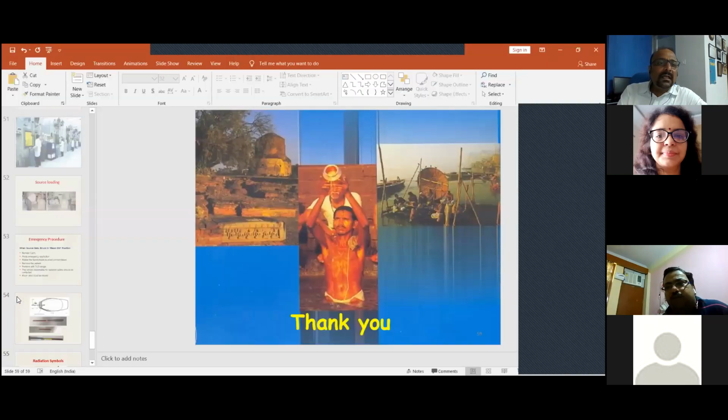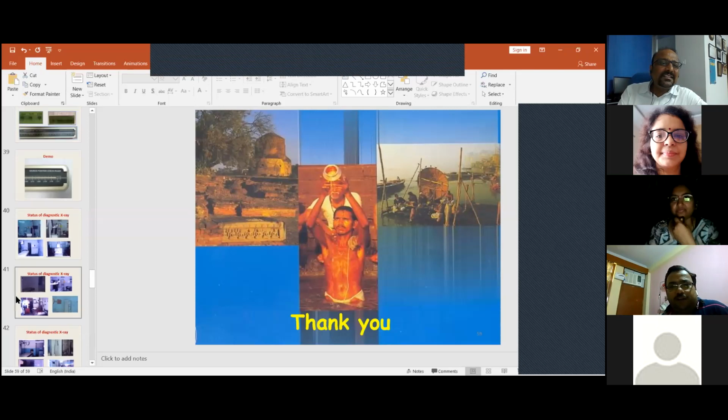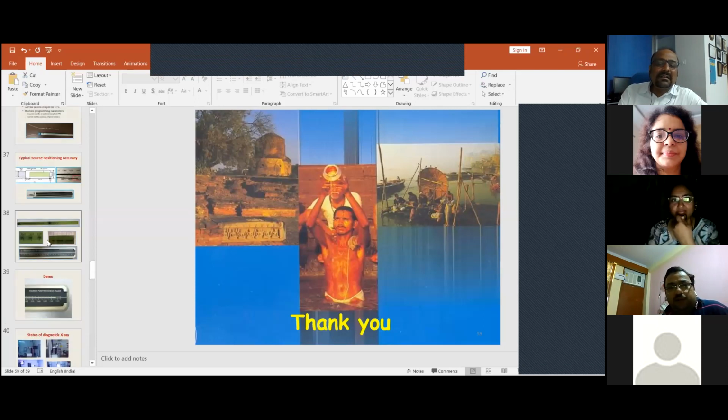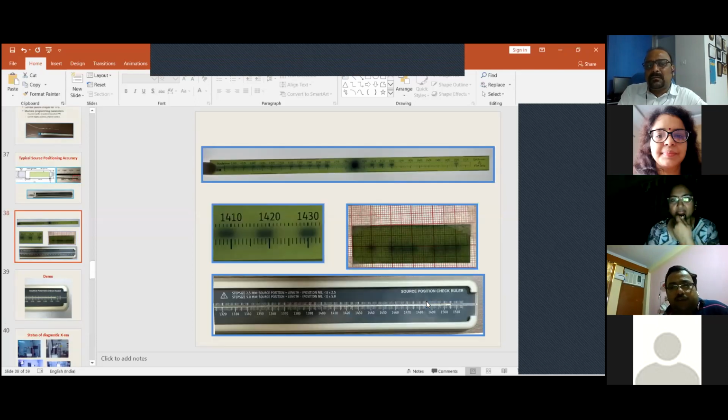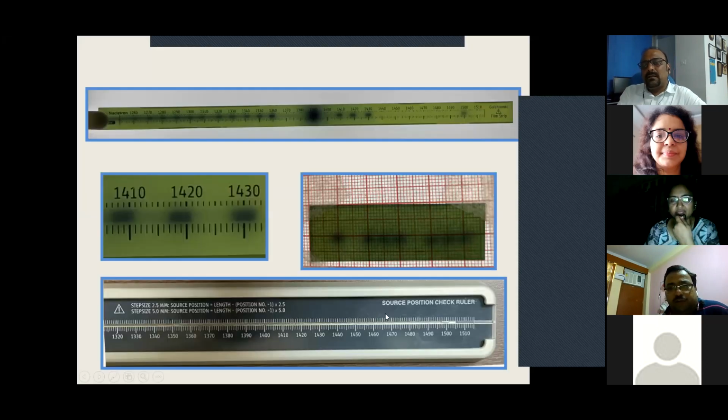I think I have not seen this. Maybe it is done by the physicists. But we'll cross check whether it is done or not, because we mostly rely on the planning system, but what is actually going on, we don't know. So we should cross check.